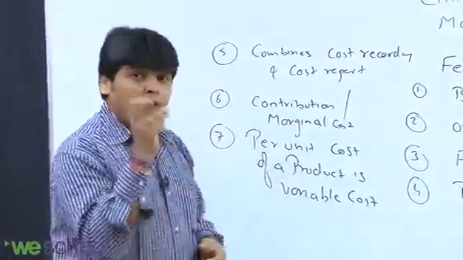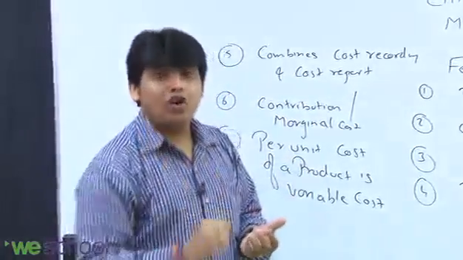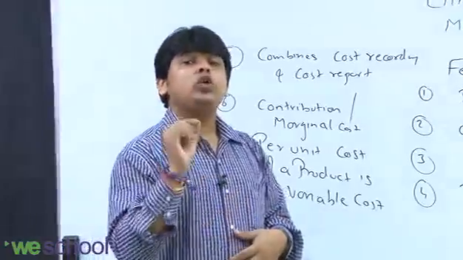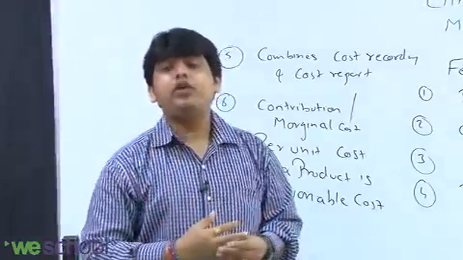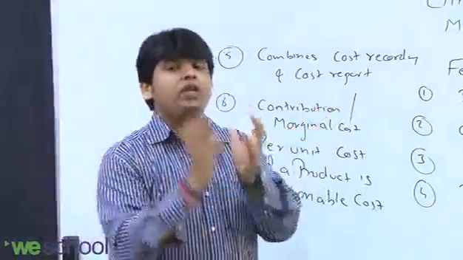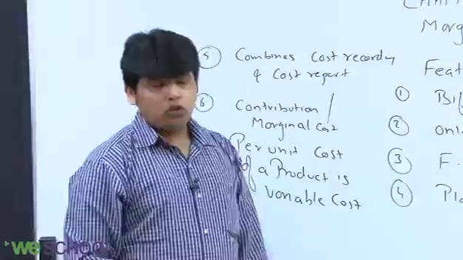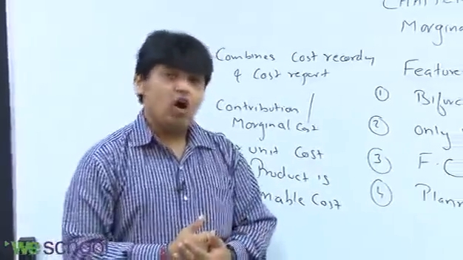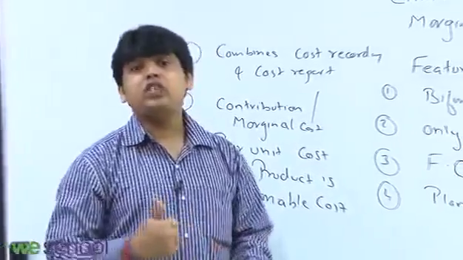And last, the per unit cost. When you calculate the per unit cost, it is the total variable cost divided by the number of units produced. The per unit cost is nothing but the total variable cost per unit. So these are some of the features of marginal costing.